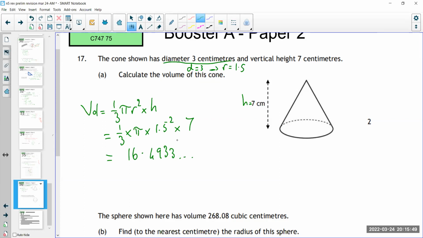16.4933. Did they ask us to give it to a particular number? No, I'm just going to do 1 decimal place. Centimeter cubed, guys, volume in centimeters cubed. So maybe you should put something to remind you to 1 dp.